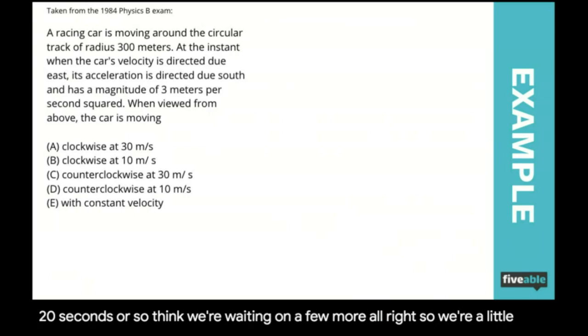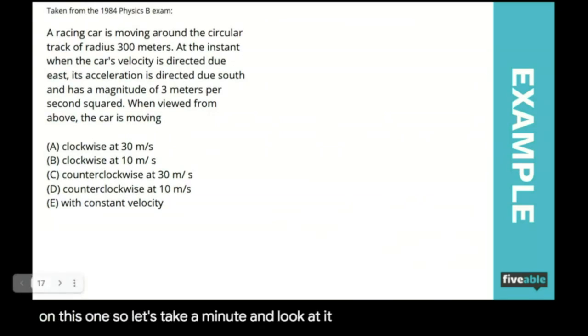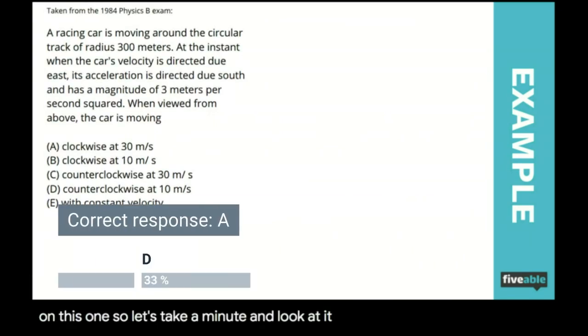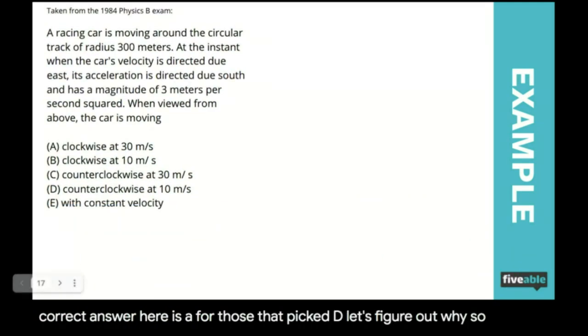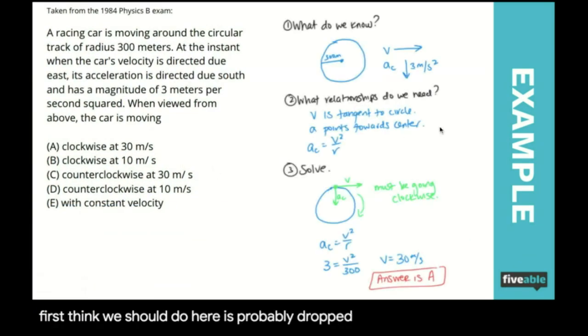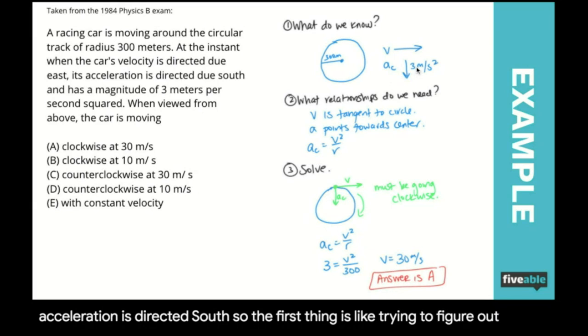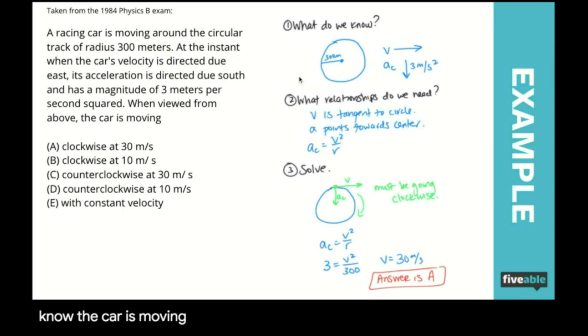All right, we're a little split on this one, so let's take a minute and show you what we did. The correct answer here is A. For those that picked D, let's figure out why. First thing we should do is draw a picture, right? The car's velocity is directed east, so that's pointing towards the right, and the acceleration is directed south. And we know the car is moving in a circle.